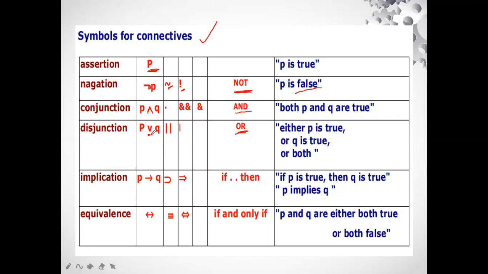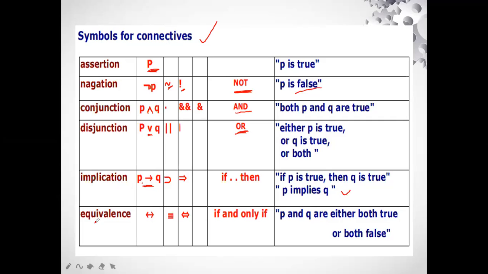Next one is implication. Now what is this implication? Implication is if-then. That means if P is true, then Q is true. That means P implies Q. So this is how the arrow sign is shown for the connective or the operator to be symbolized. This is called implication.